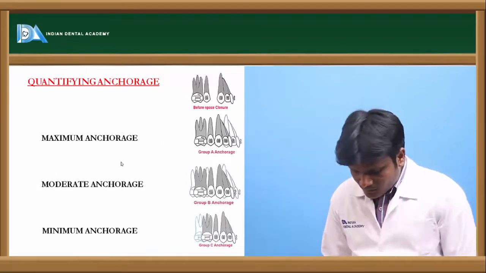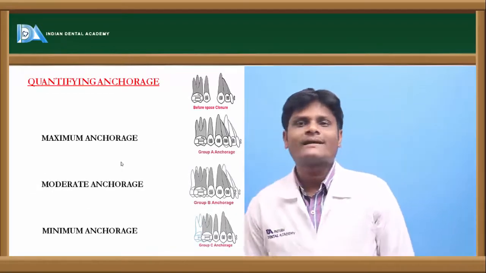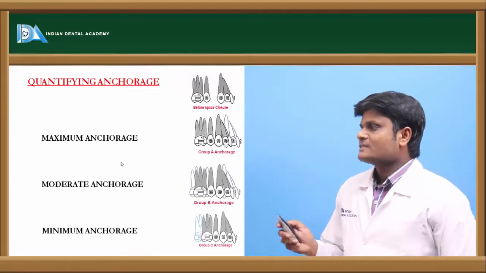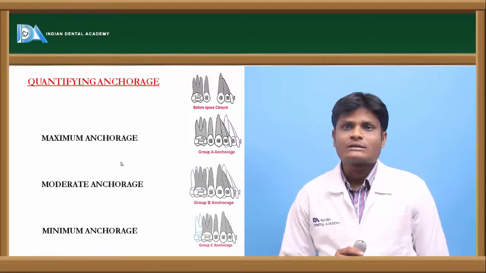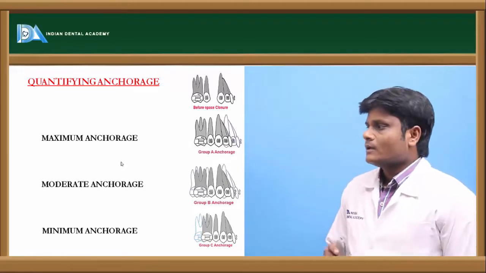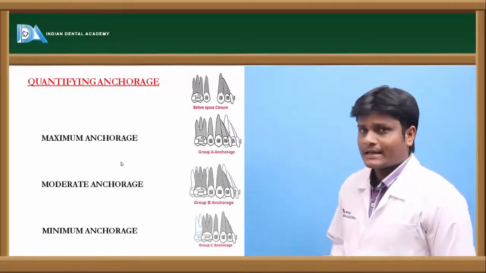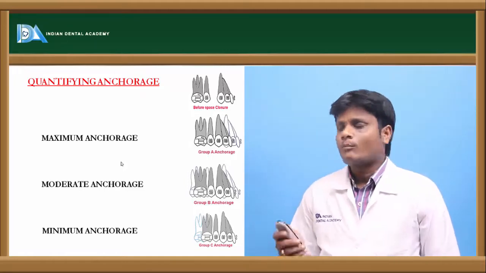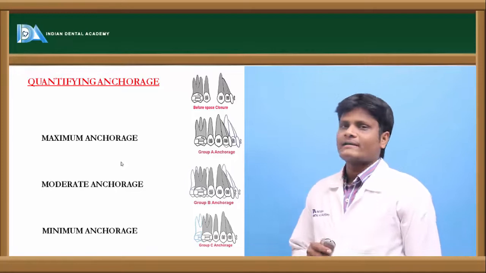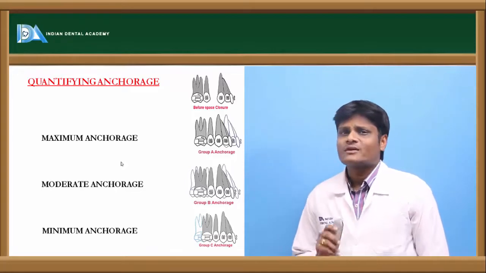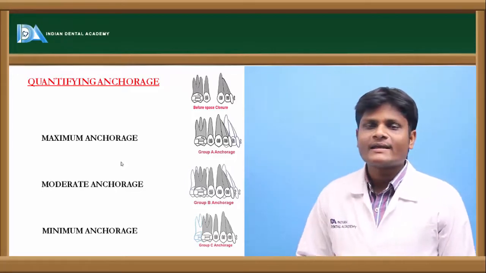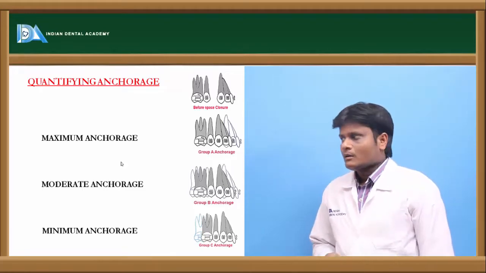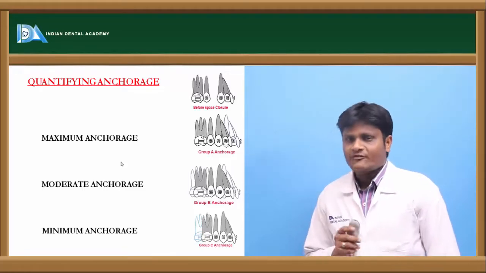Yet, we have another way of classification of anchorage clinically. This classification was proposed by Dr. Ravindrananda. We have different types of anchorage according to this as maximum anchorage, moderate anchorage, and minimum anchorage. We can also call it as Group A anchorage, Group B anchorage, and Group C anchorage respectively. Let me explain it in a detailed fashion.